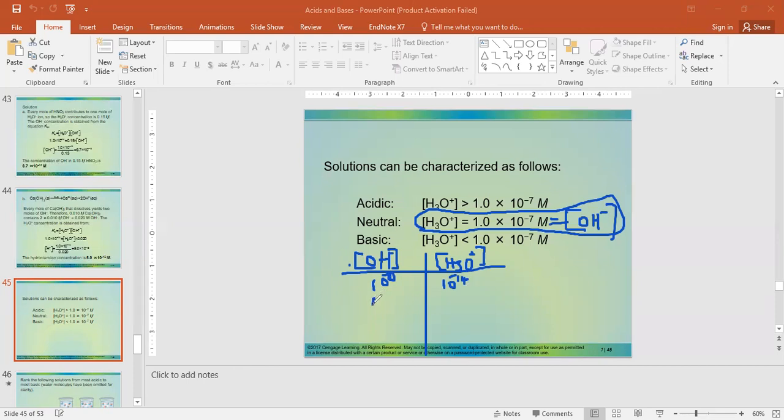Now, if this is 10 to power minus 1, this one must be 10 to power minus 13. If this is 10 to power minus 2, this one must be 10 to power minus 12. Can you see a trend here? Yes. So that each time you get the product of the two, you get what? 10 to power minus 14.